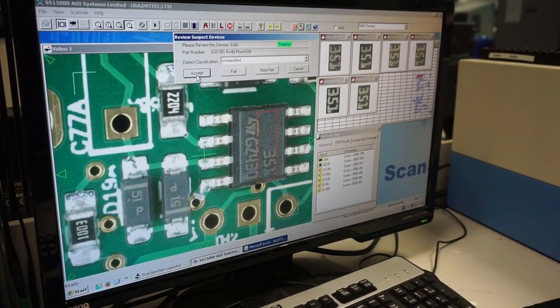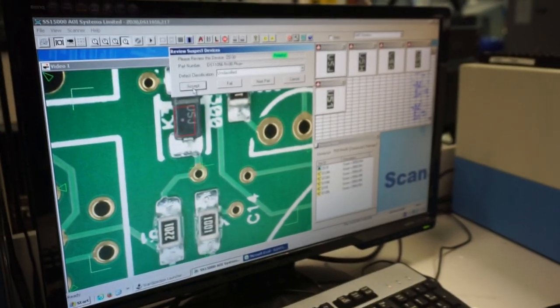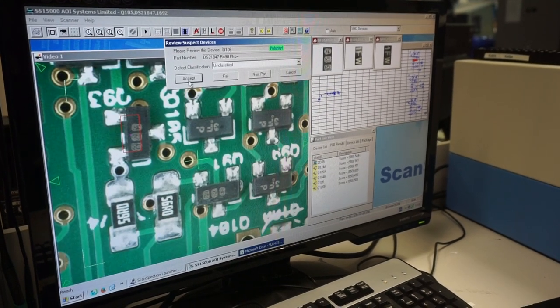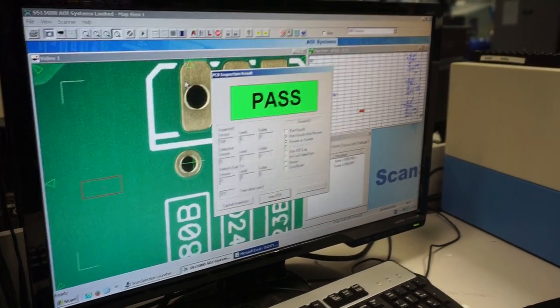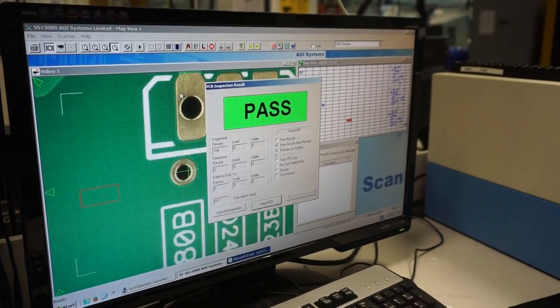So you see here, these are pictures of the numbers, and it's saying, oh, this one doesn't look quite right. Do you accept it as a pass or is it a fail? Voila. As if by magic.